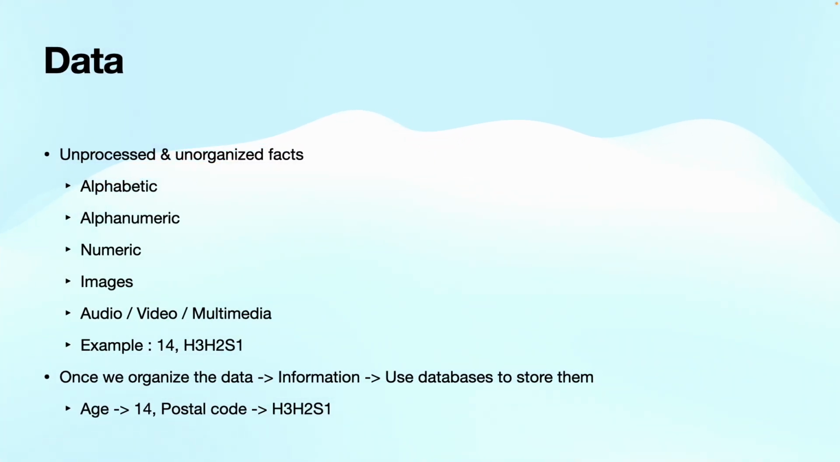Data refers to unprocessed and unorganized facts which can take various forms, including alphabetic data that consists of letters from the alphabet, alphanumeric data which includes letters and numbers, numeric data which comprises integers or real numbers, non-textual data such as images, audio, video, and multimedia which can combine audio and video elements.